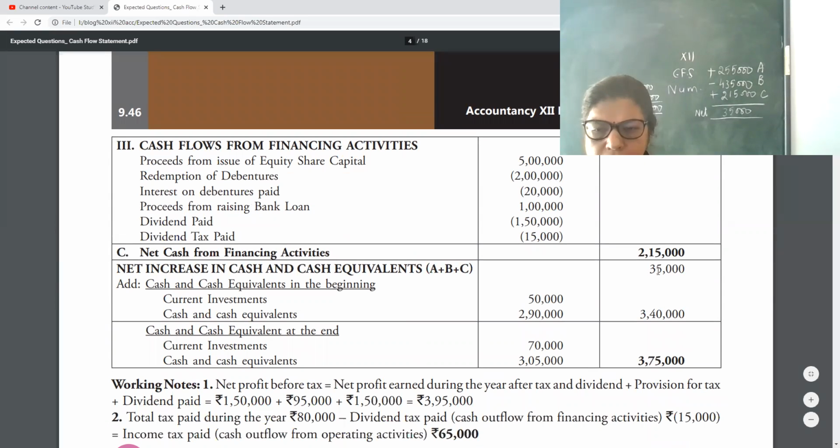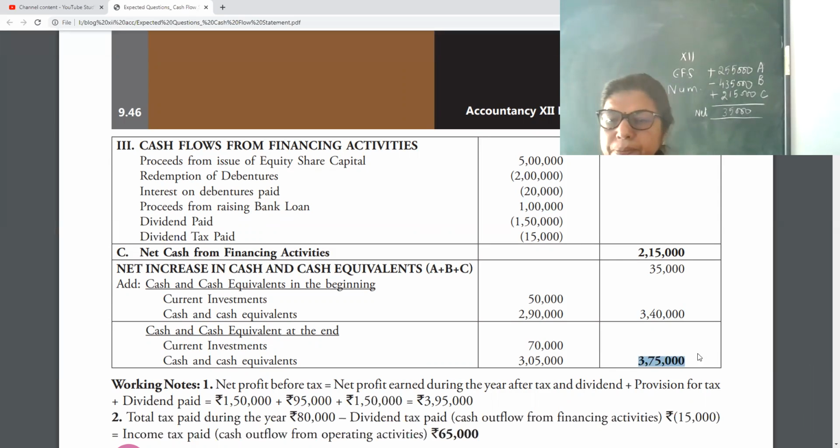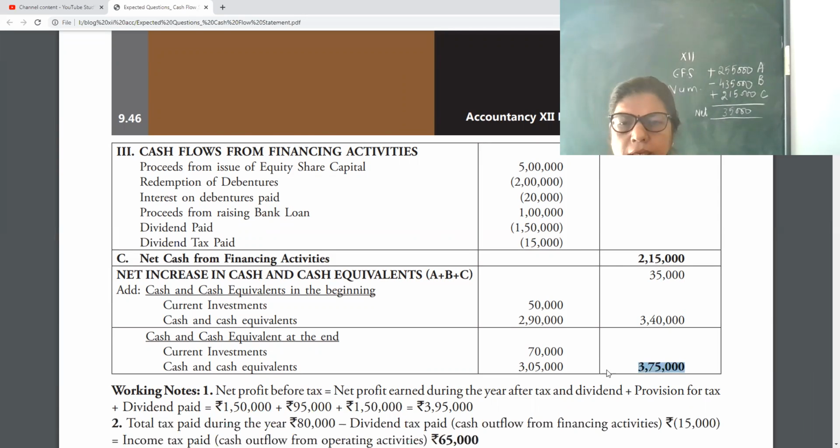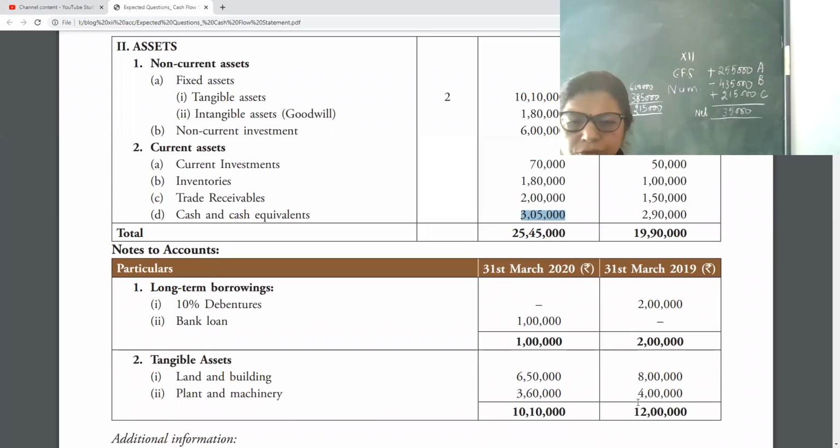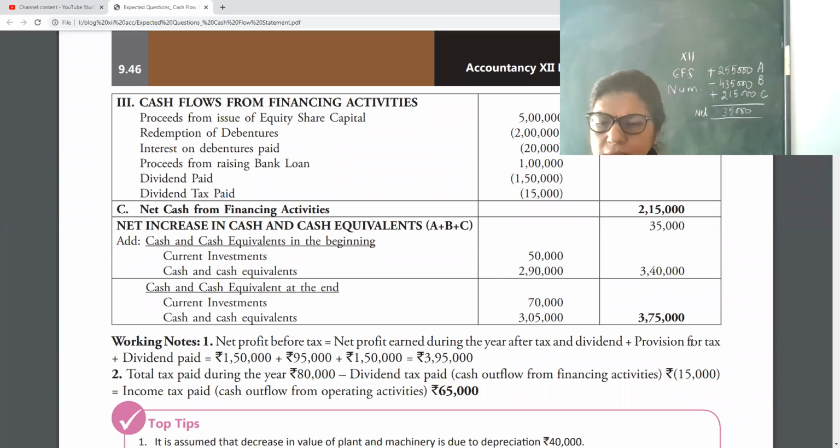When we add this opening cash and cash equivalent balance to the net change, we can find out the closing cash and cash equivalent. See, my dear children, you can check your answer in the exam also. This is 3,75,000 according to our answer and according to the book, 70,000 plus 3,05,000, that is 3,75,000. It means our answer is correct.